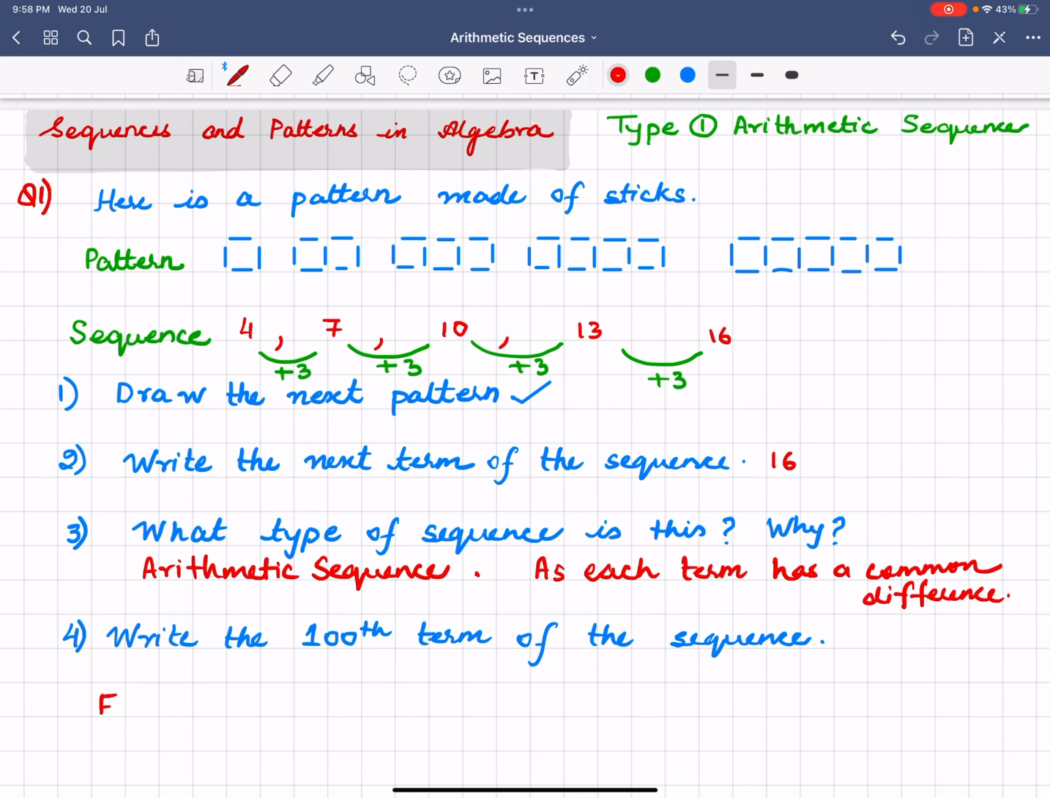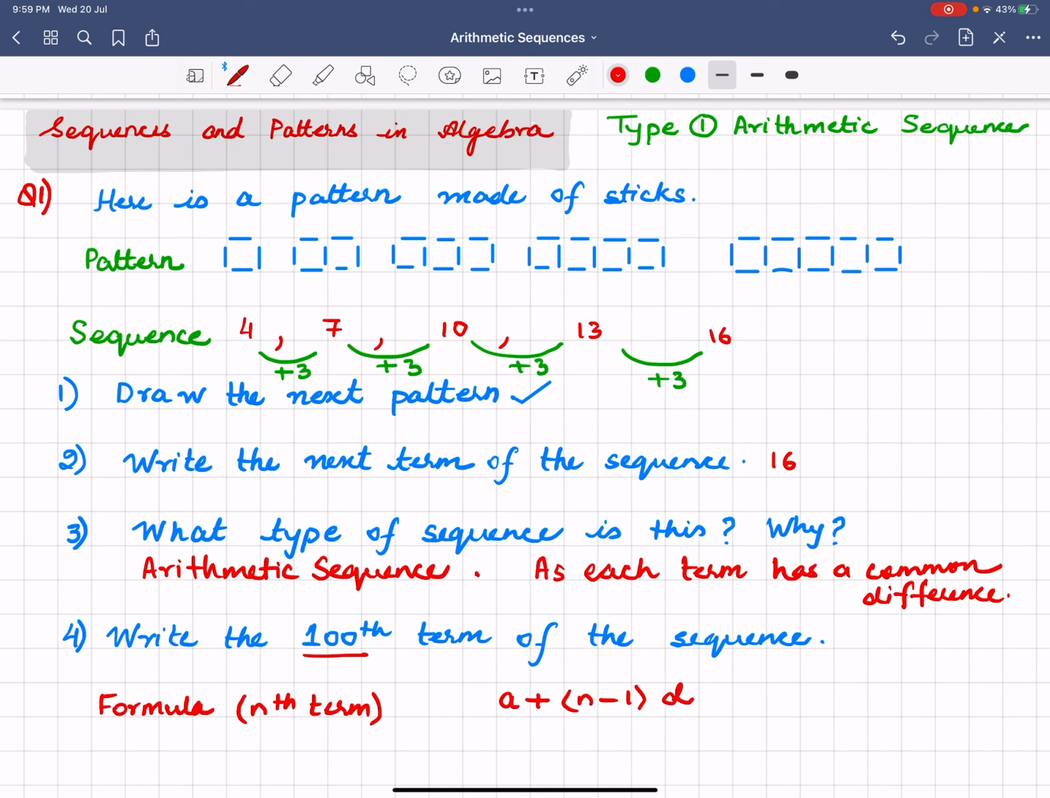So what is the formula we use to calculate any term? When we say any term, it is the nth term of the sequence. So the formula for the nth term, which means n can hold any value. In this case, our n will hold the value 100, since we are finding the 100th term. So the formula is a plus n minus 1 times d.